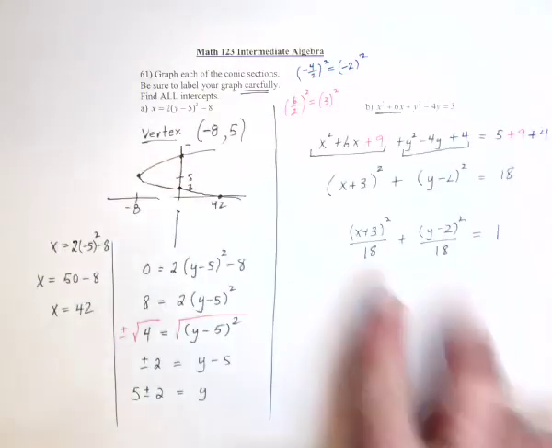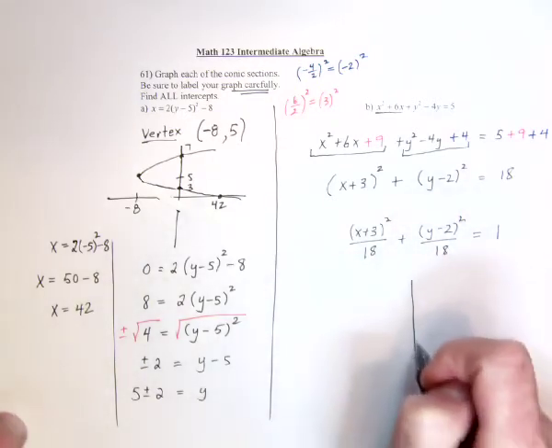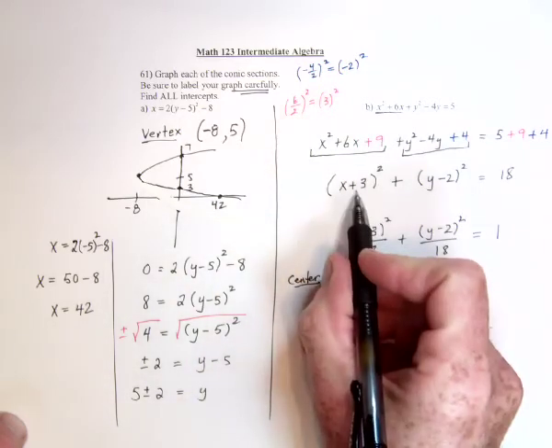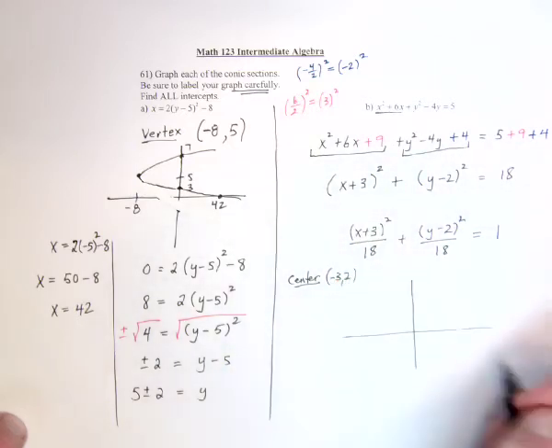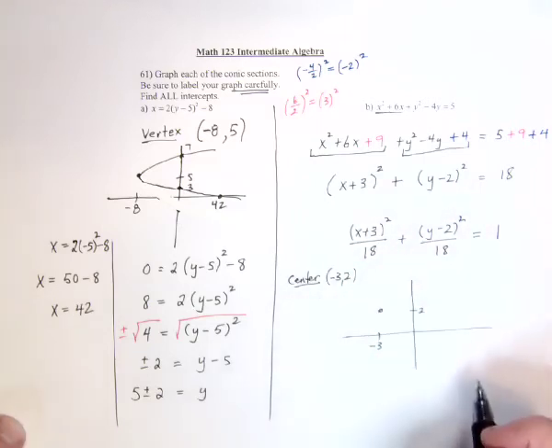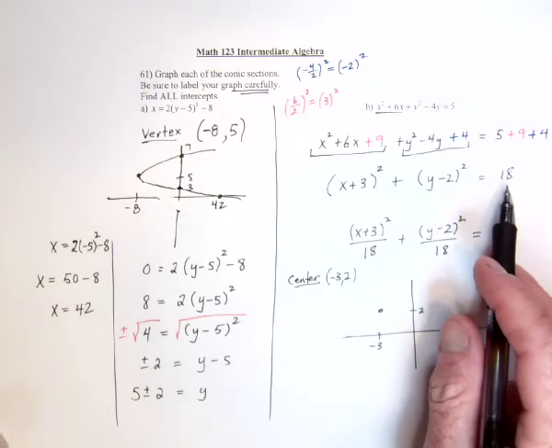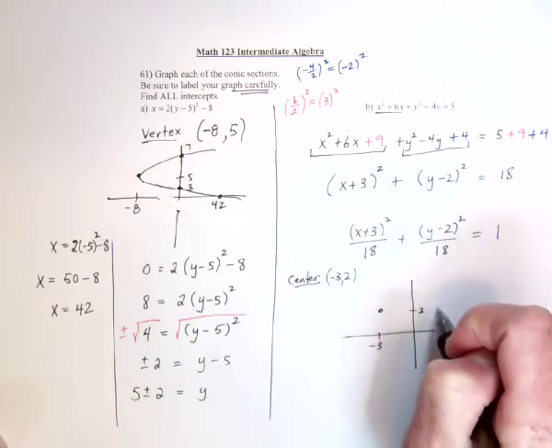Well, with this one, both numbers are the same. So that means we've actually got a circle. The center is going to be -3, +2. So -3 and then +2. And then if you take the square root of this number, it will tell you the radius of the circle. So let's see, the square root of 16 would be a 4, so the square root of 18 is a little bit more. So I need to go out by 4 point something in each direction.